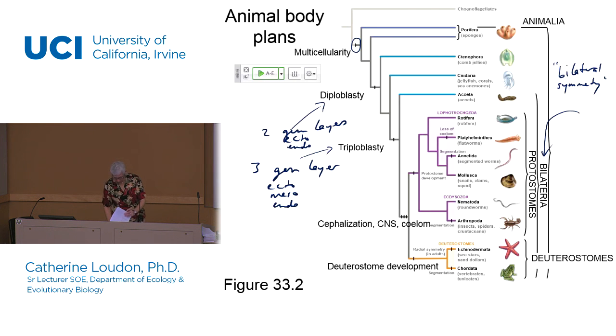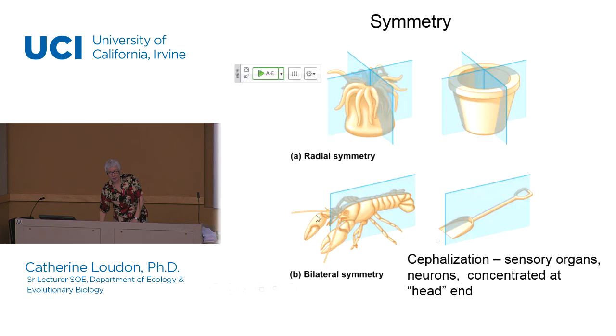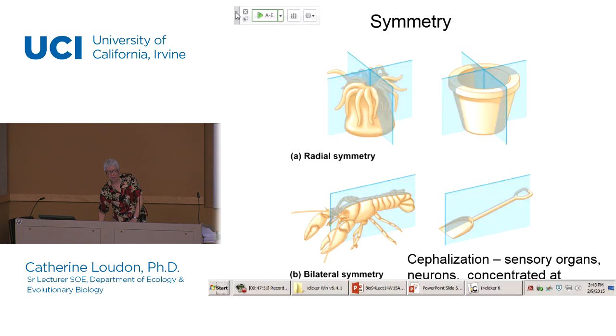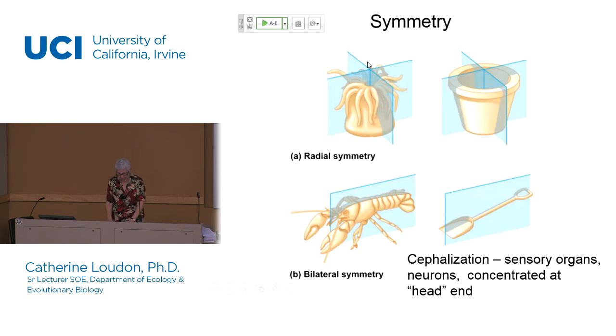So let's consider symmetry then. This is not a figure from your book, but I thought this might help make symmetry a little bit clearer. Body symmetry of animals is usually described as either being radial or bilateral, as just a simple dichotomy here. So we've got an example of radial up at the top and bilateral symmetry on the bottom.